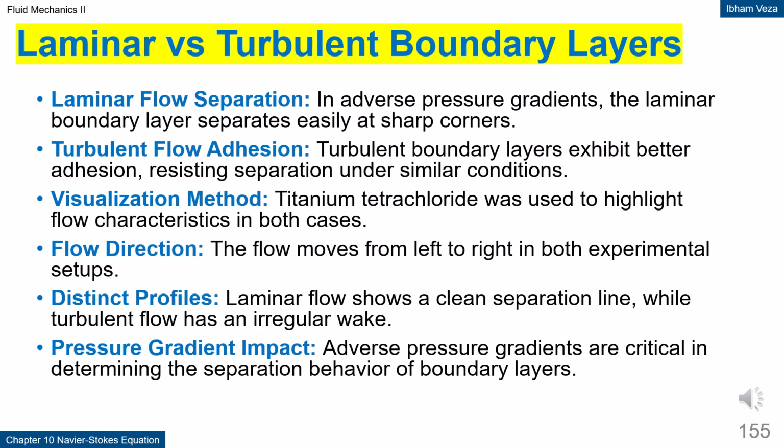Laminar versus turbulent boundary layers. A laminar boundary layer separates very easily under an adverse pressure gradient. In contrast, a turbulent boundary layer has higher momentum near the wall and therefore resists separation more effectively. Visualization using titanium tetrachloride shows a clear difference in wake patterns. In laminar flow, the separation line appears clean and well-defined. In turbulent flow, the wake structure is more irregular, but the flow remains attached for a longer distance.